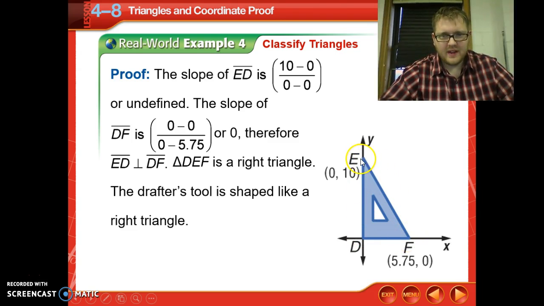The slope of ED, this is ED here, is 10 minus 0, which is your change in y, over your change in x, which is 0 minus 0. That slope is undefined, clearly. Then when we look at the slope of DF, you have 0 minus 0 over 0 minus 5.75. So this DF slope is 0. Therefore, since these two are perpendicular, it is indeed a right triangle.